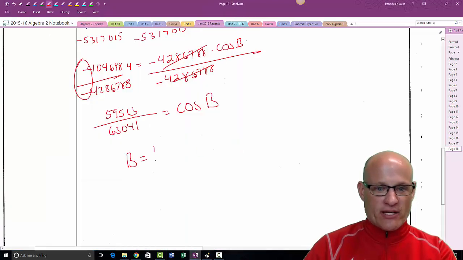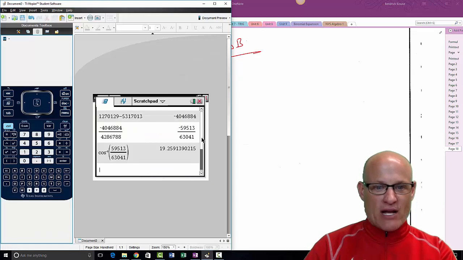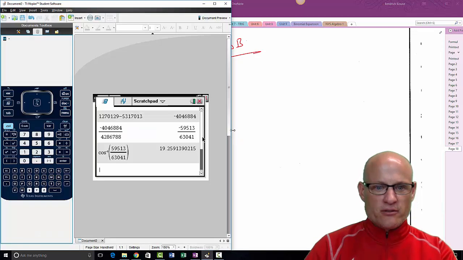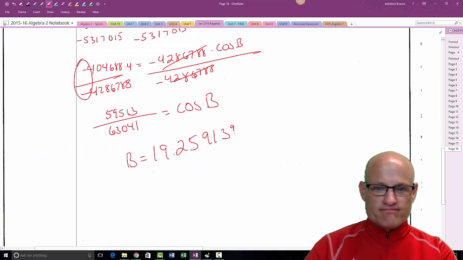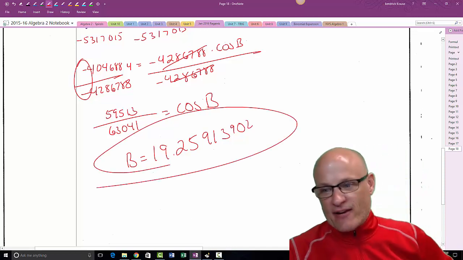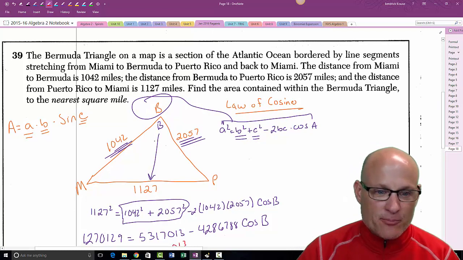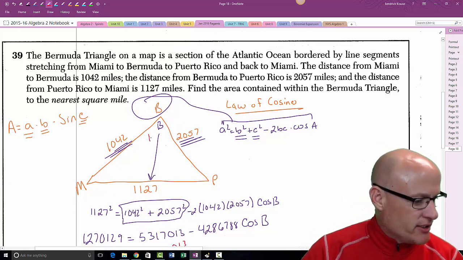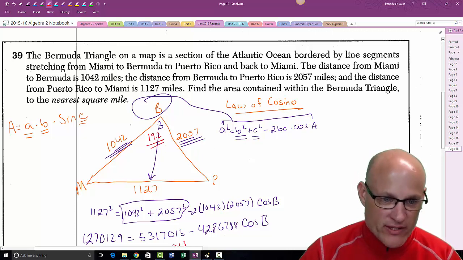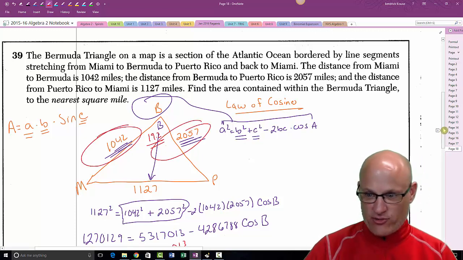B equals 19.259. Now you can't round it. 19.25913902. So now I'm going to use that angle that I found, 19.2 degrees or whatever it is. But I got to use that with these two sides in my area of a triangle formula.